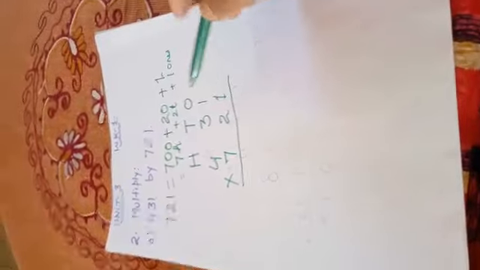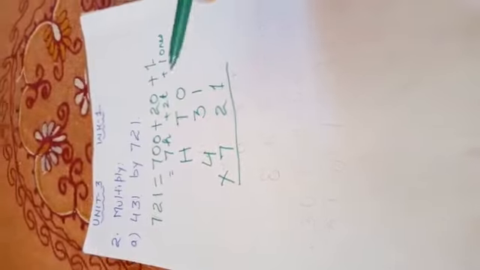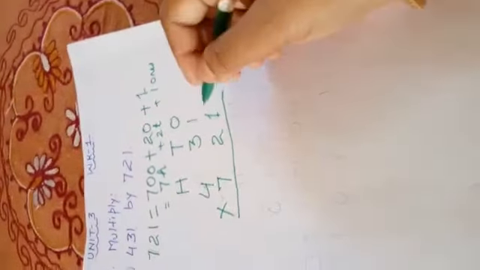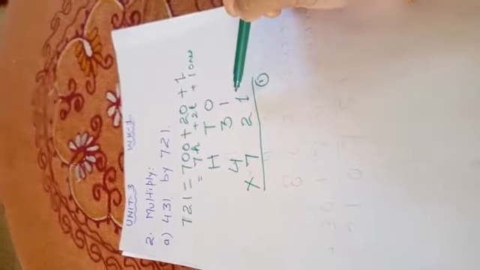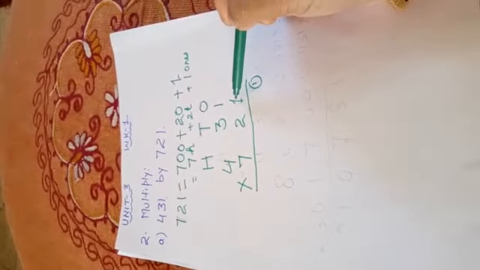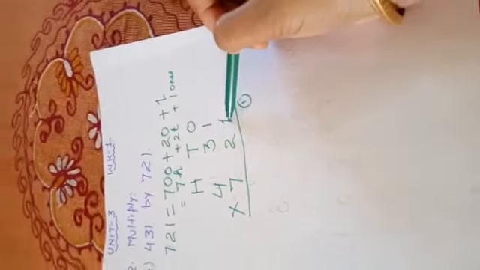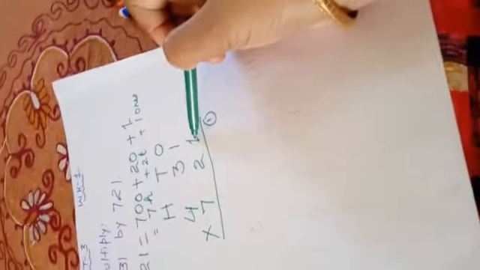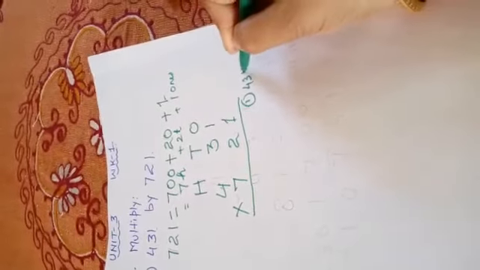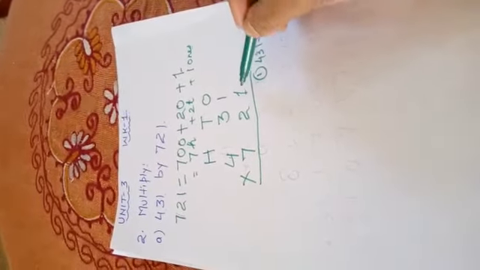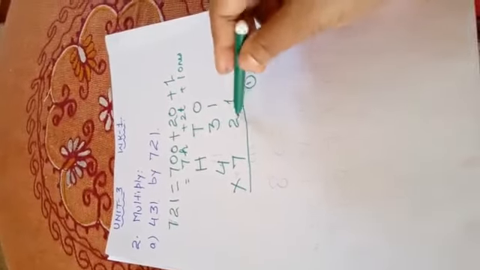So here children, in multiplication we will start from the ones place value. This is the first rule, and the second rule is that we have to follow some steps. This is the first step. We have to multiply the multiplicand with the ones place digit of the multiplier. So 431 will be multiplied by the ones place digit of this multiplier 721.